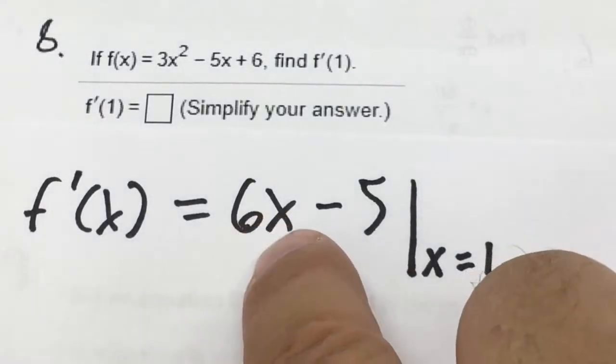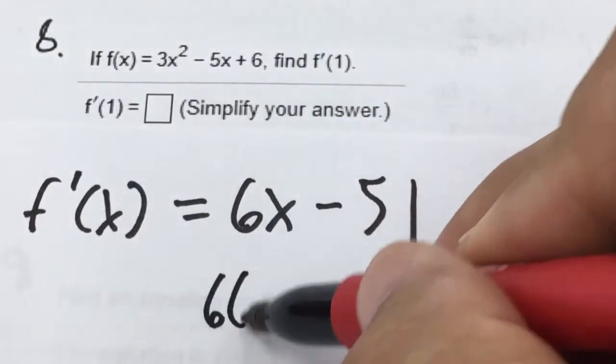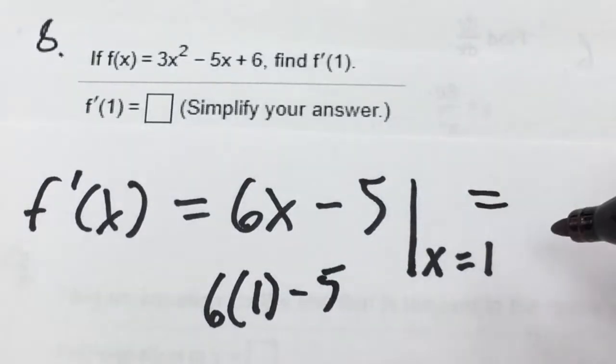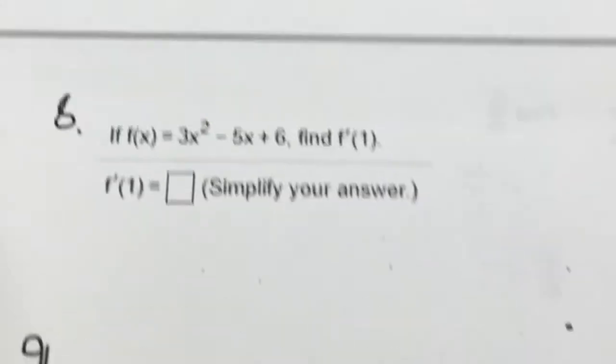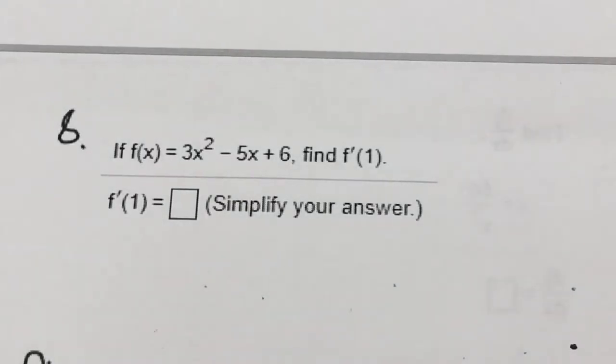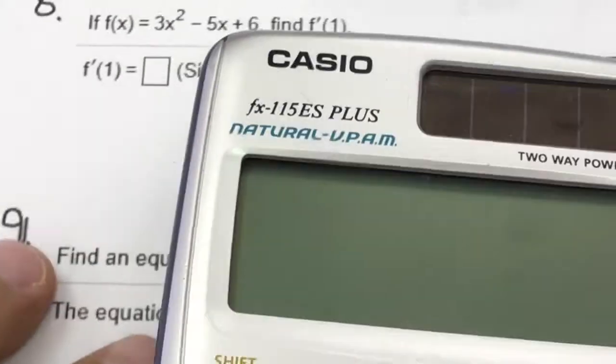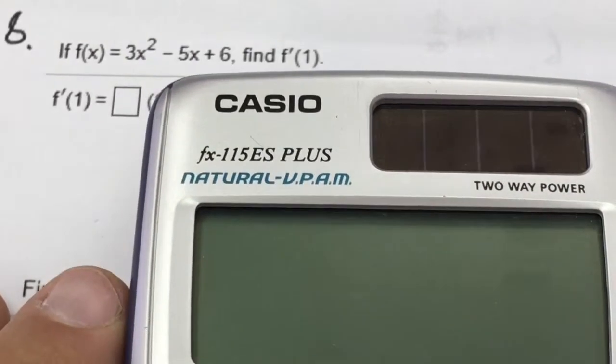So notice when I plug the 1 into the derivative, that's going to give me 6 times 1 minus 5, and that should just equal 1. Now, there's a way to do this on the calculator, and it's pretty useful. Not necessarily for this problem, but for if the problem were a little bit more involved.